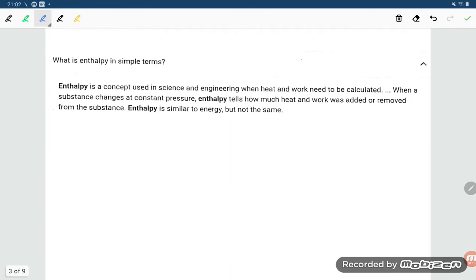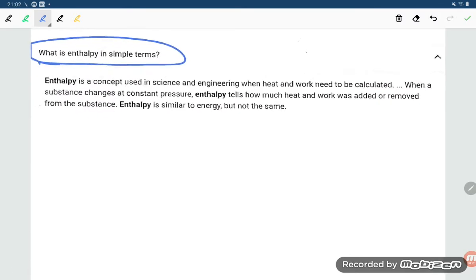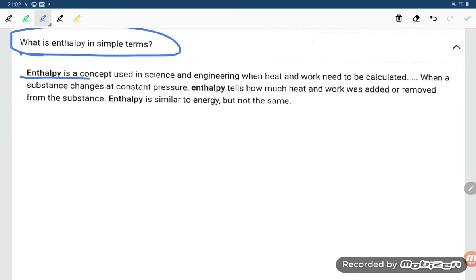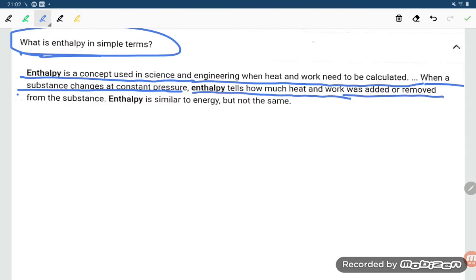Now let us understand some problems based on enthalpy. What is enthalpy in simple terms? Okay, this is the question. Enthalpy is a concept used in science and engineering when heat and work need to be calculated. So when you are going to calculate heat and work, we use the term enthalpy. When a substance changes at constant pressure, enthalpy tells us how much heat and work was added or removed from the substance.